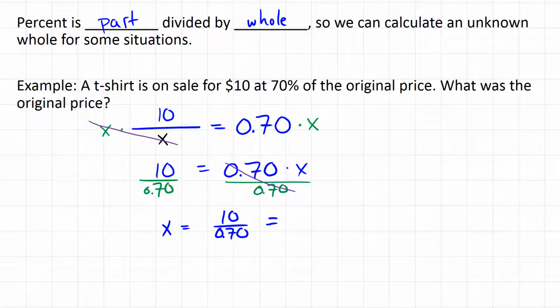When I do that division, I get x is equal to 14.2, and I'll round to 2 decimal places because we're dealing with cents. So x is equal to 14.29, or the original price was $14.29.